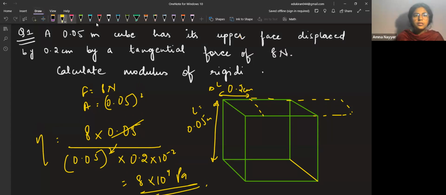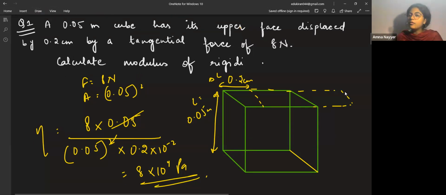Ma'am, the area we take, of the displacement? Area of the upper surface is only taken, not the entire surface area. Only the area of the upper surface is taken, which has been displaced.